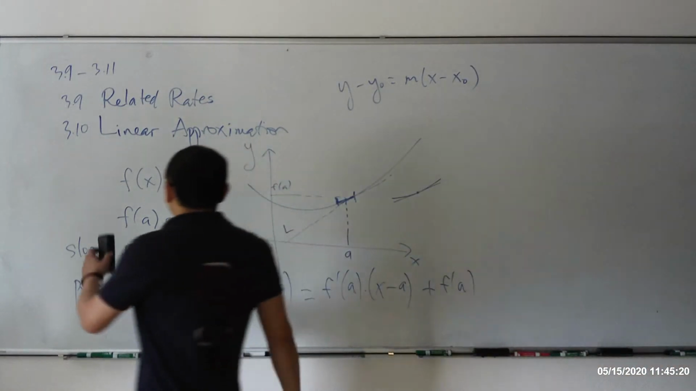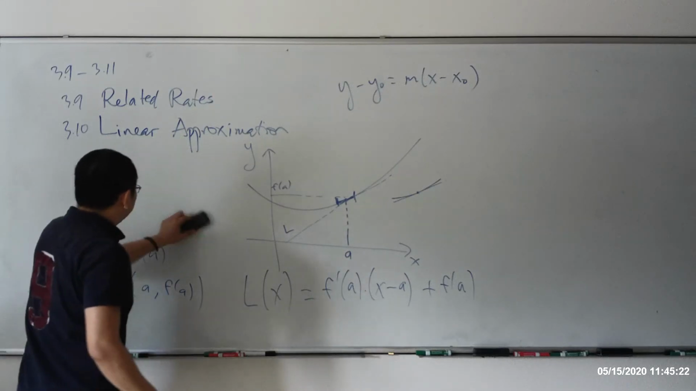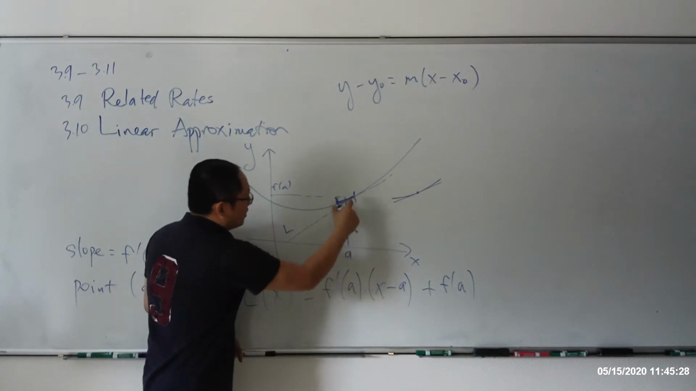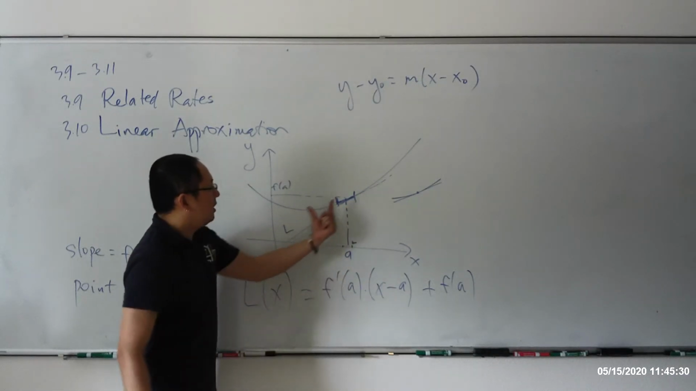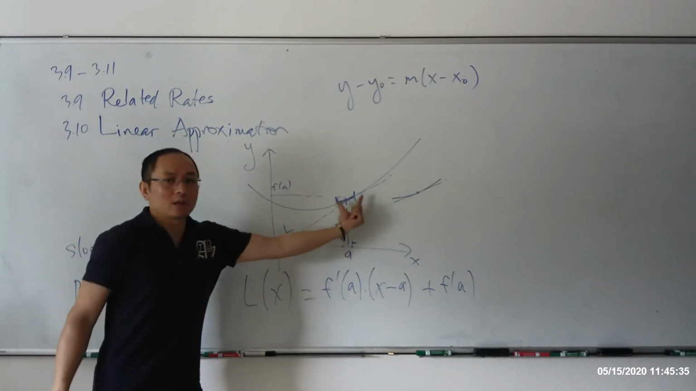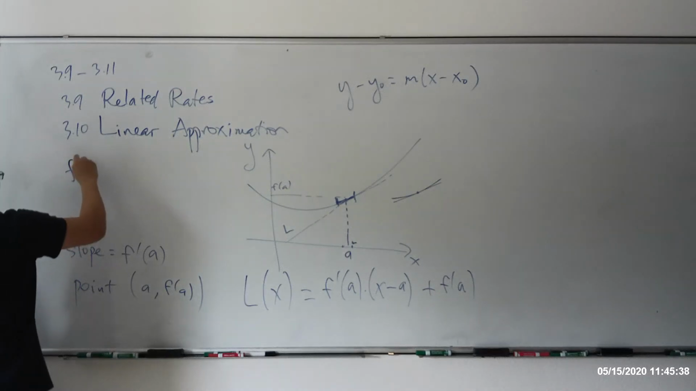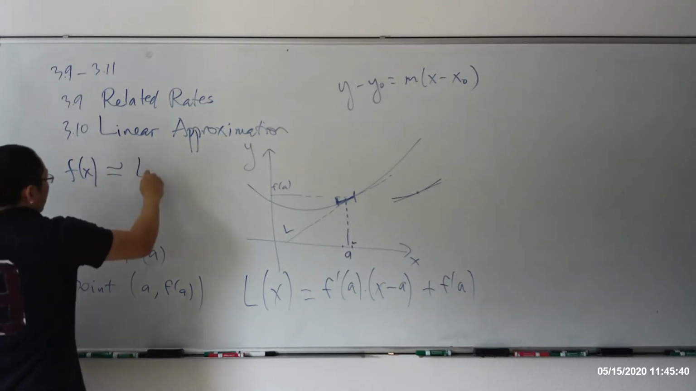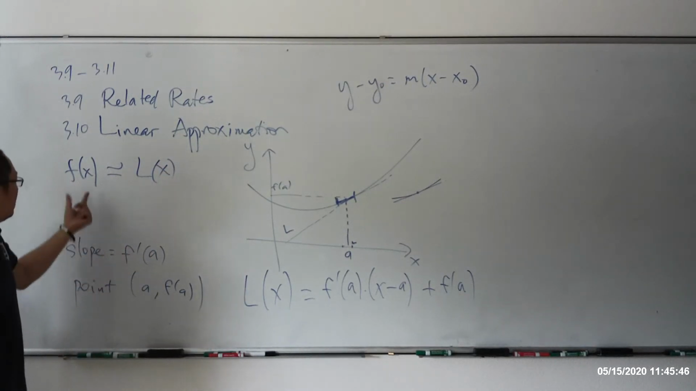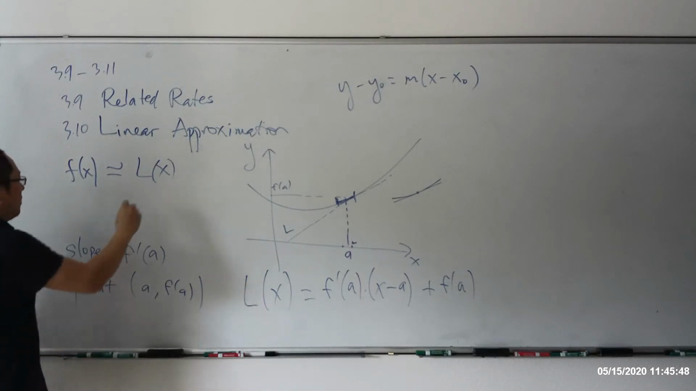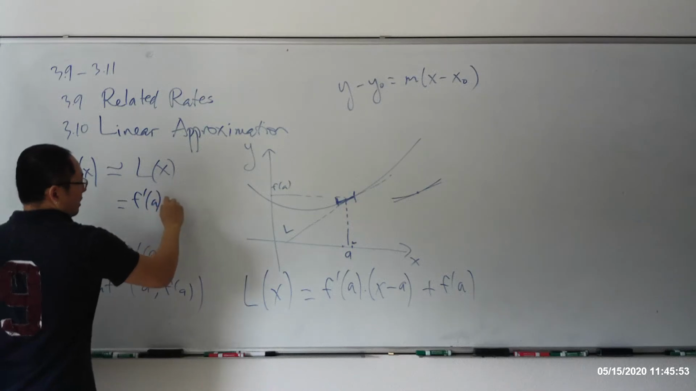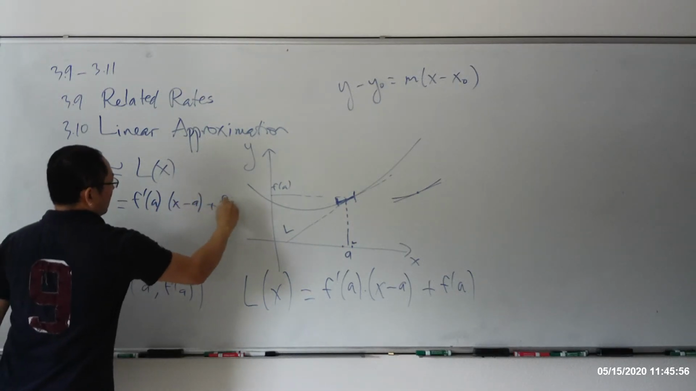So all of this section is this. When x is close to a, say a is right here and x is very close, around here, then the curve can be approximated with the part of that tangent line close to that curve. Then f of x is very close to L of x. Okay, when x is close to a, f of x is approximately equal to L of x, which is f prime of a times x minus a plus f of a.